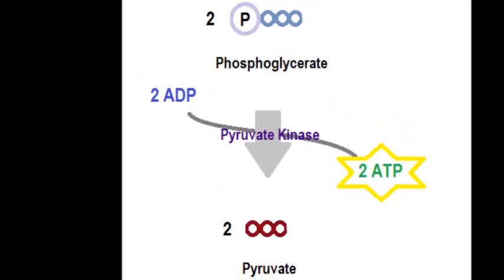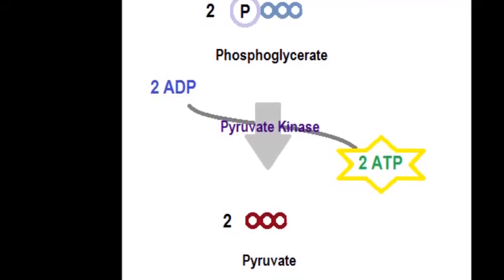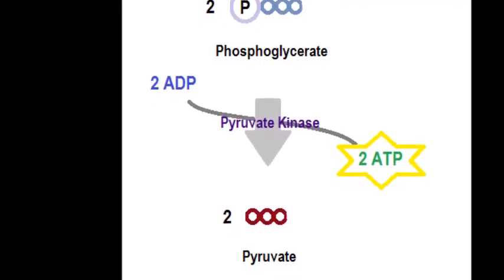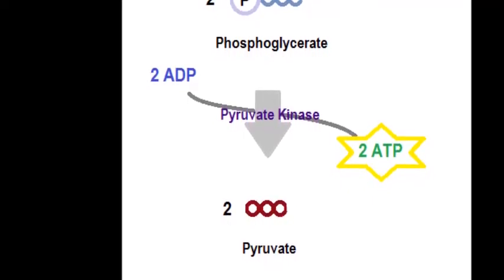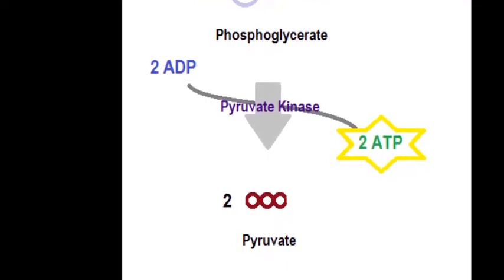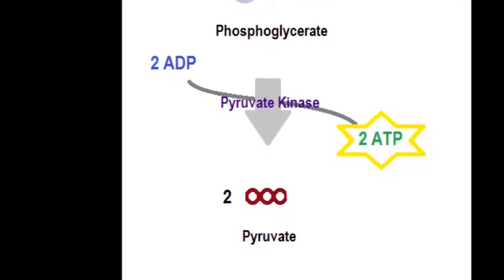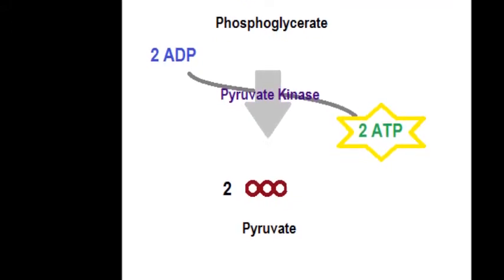Finally, the enzyme pyruvate kinase removes the remaining phosphate group from both molecules of phosphoglycerate to phosphorylate another 2 ADP, producing 2 ATP and 2 molecules of pyruvate or pyruvic acid. Pyruvate will then continue onto the Krebs cycle, alcohol fermentation, or lactic acid fermentation.